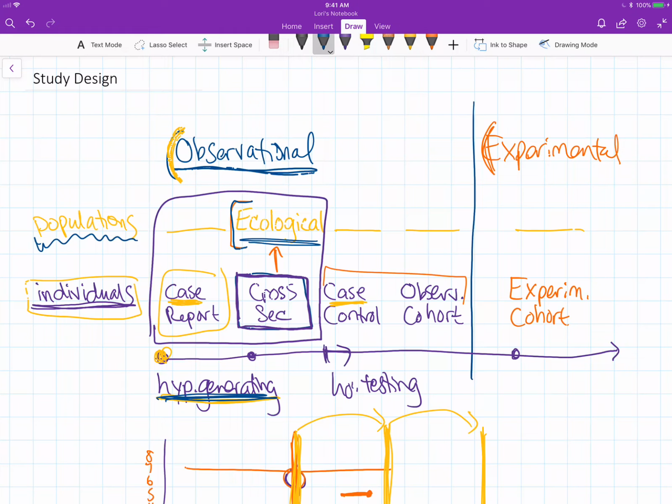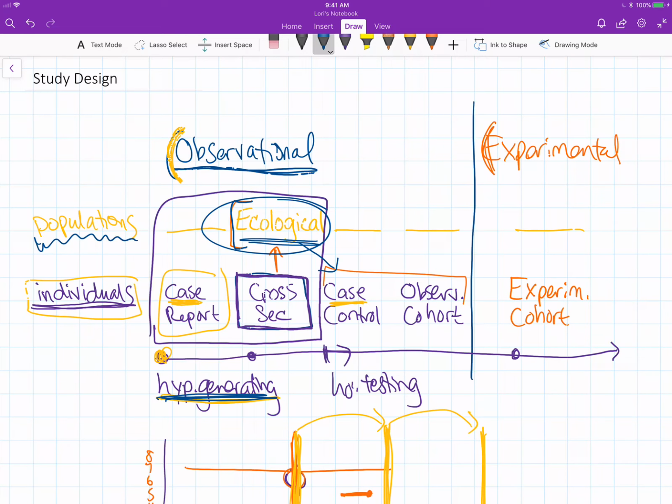So I would say a lot of the time when we find this relationship on the population level, it is also applicable on the individual level, but we cannot make that assumption. Once we've done the ecological study, we have to move on and do some studies that are hypothesis testing. So that's where we would start looking at those relationships longitudinally.